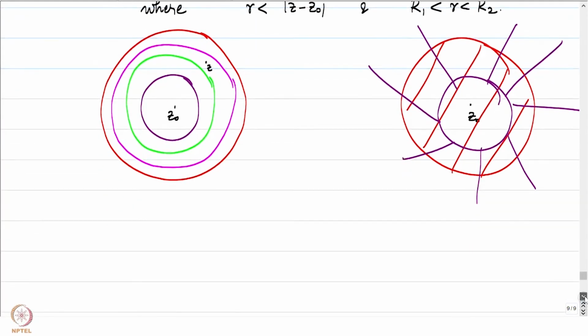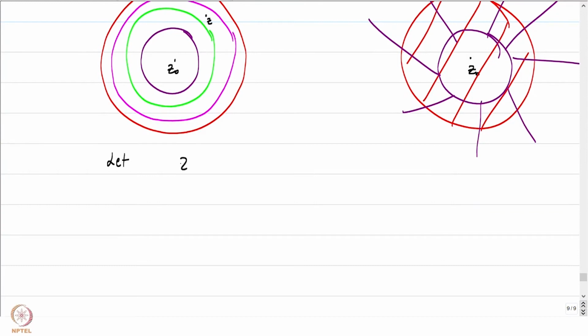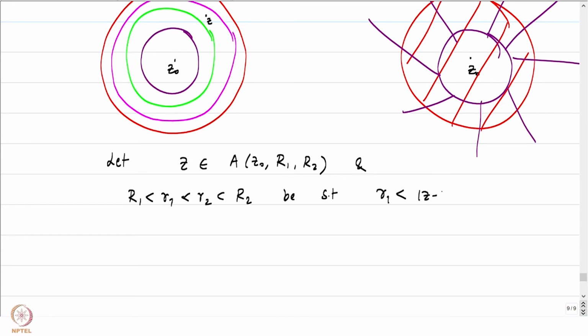So, let us see, let z be a point in A(z0, R1, R2), and small r1 less than small r2 be such that r1 is less than mod z minus z0, which is less than r2. Now, let us take a curve gamma, which is maybe taken by orange, and joining gamma r1 and gamma r2.